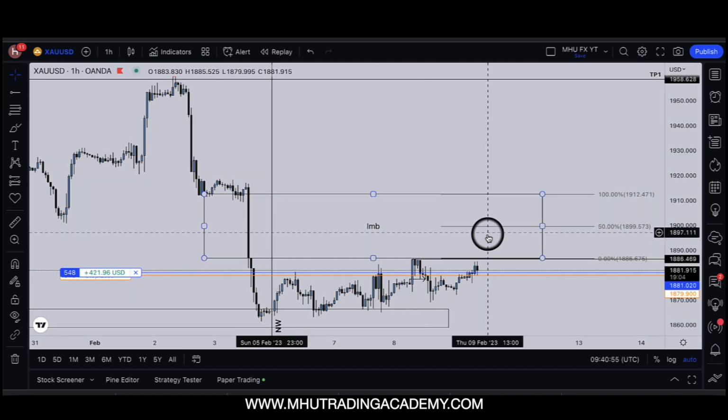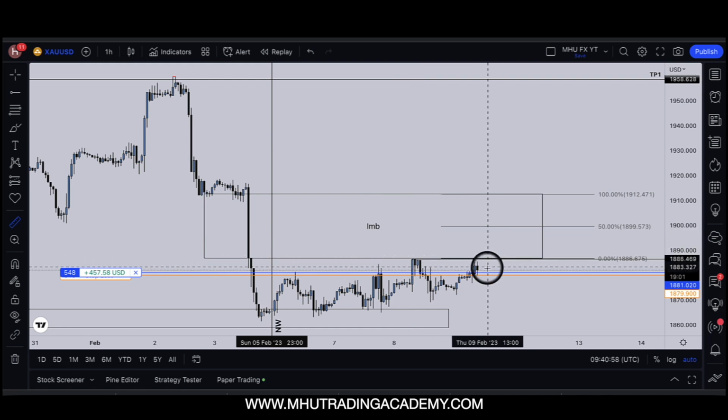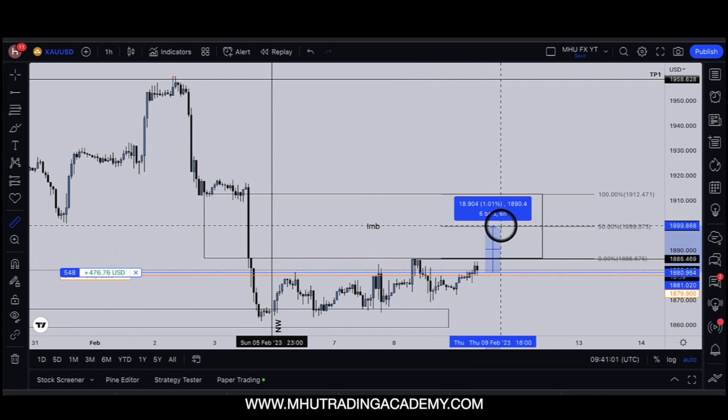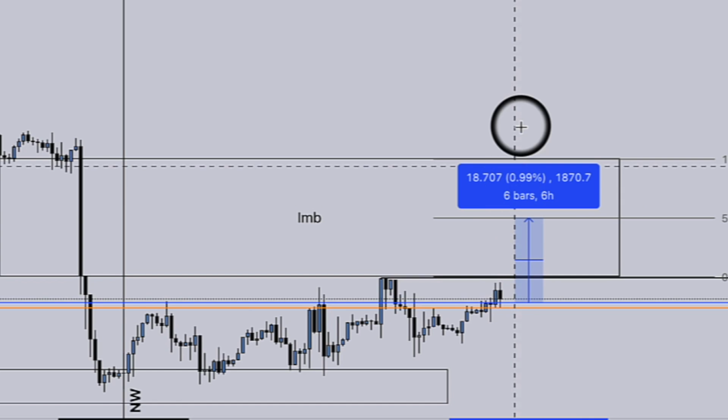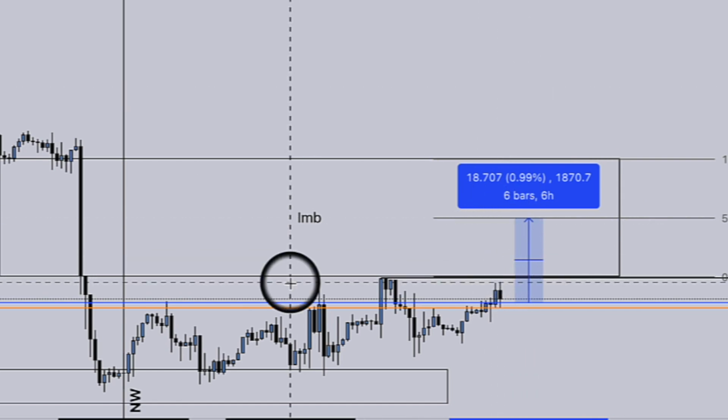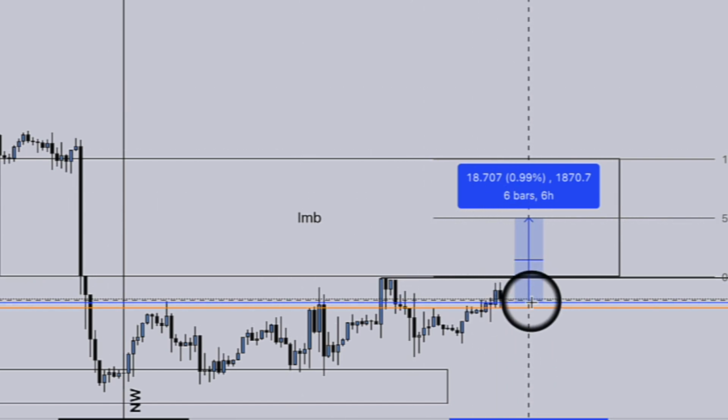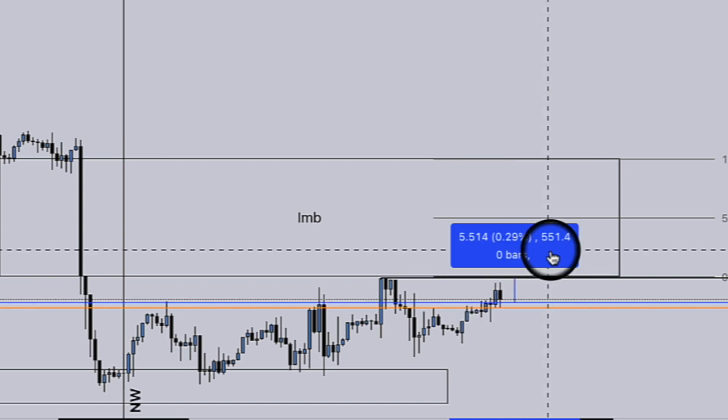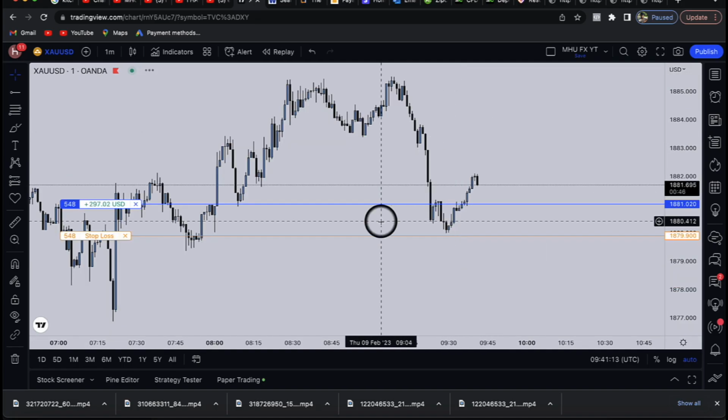This is what I'm looking for price to get to. Just to show you guys the pip amount before I show you my entry, right here is roughly about 187 pips. And to get down to this high, which is my initial target, I want 55 pips. Cool. Now let's look at the entry.